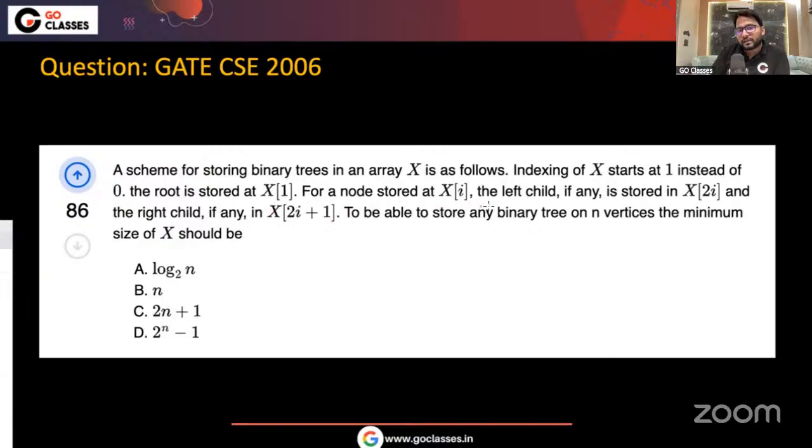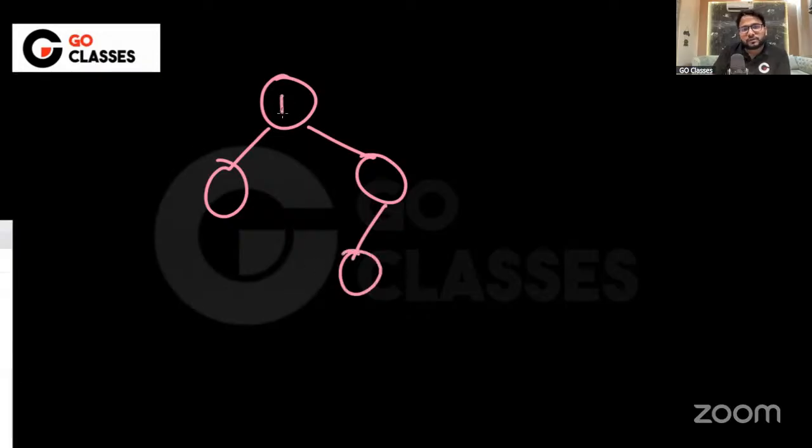For a node stored at X[i], the left child, if any, is stored at X[2i] and the right child, if any, is stored at X[2i+1]. To be able to store any tree of n vertices, the minimum size required of X will be? So they are saying you can have any tree. For example, this, suppose this is one. This is A, this is B, this is C, this is D.